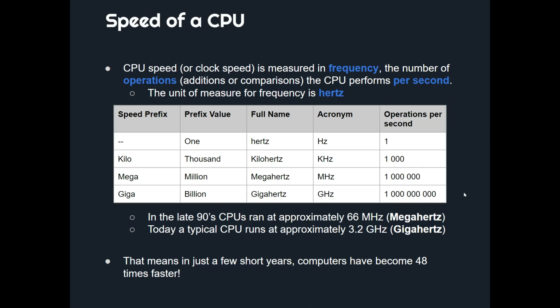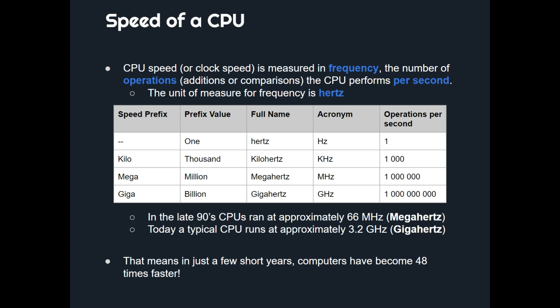First of all, let's talk about the speed of a CPU. When somebody says, hey, how fast is your computer? Or what's the speed of your computer? What's the clock speed of your computer? What they're talking about is the frequency, which really boils down to the number of operations the CPU performs per second. When we say operations, we just mean the basic operations, which are additions or comparisons. Again, that's all a CPU really does. It adds and it compares data. So we want to know, how many times can it do that per second? The unit is 1 hertz. So 1 hertz means 1 operation per second.